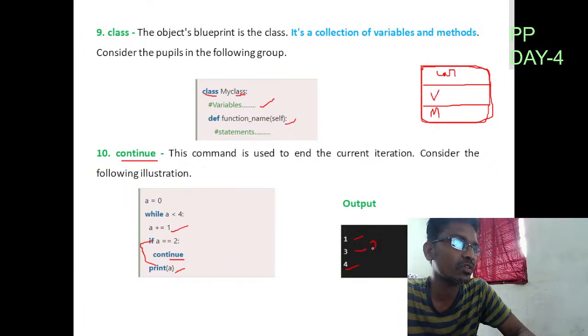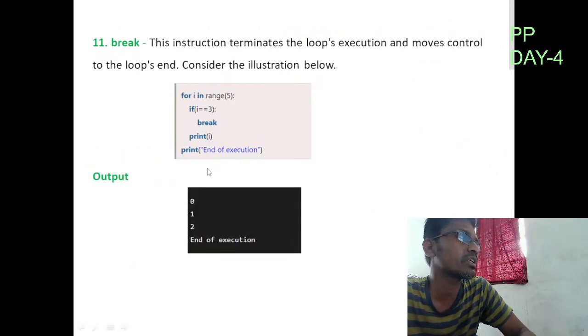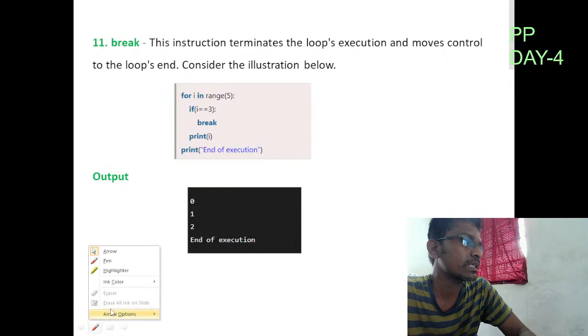So it skips the second number. Why? Because the condition is satisfied. If the condition is satisfied, then it will continue to the next iteration without printing that value. So that is the meaning of the continue statement. I think you have already used it in C programming also. So next one is the break statement.